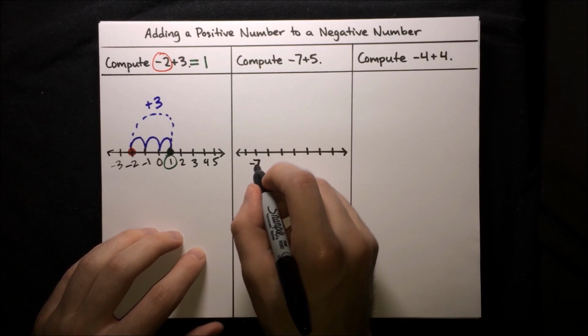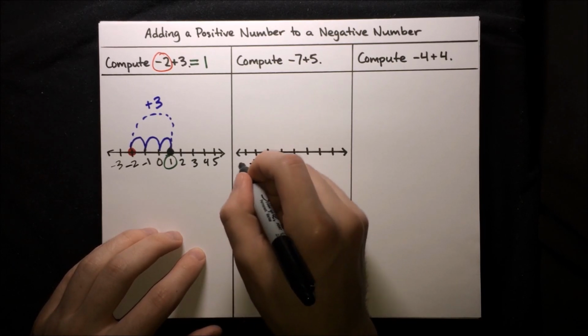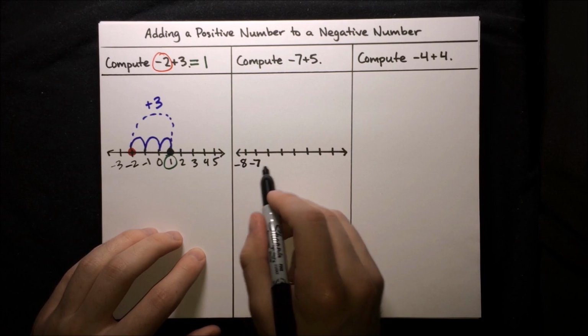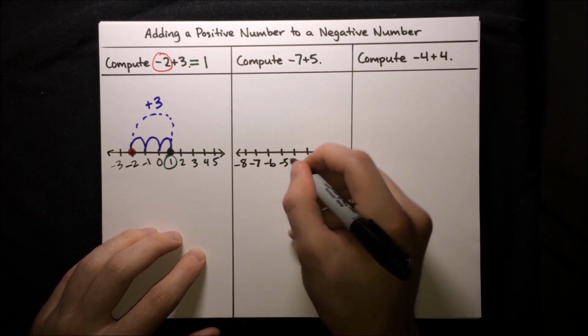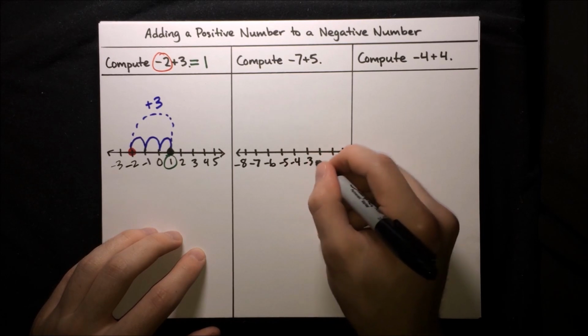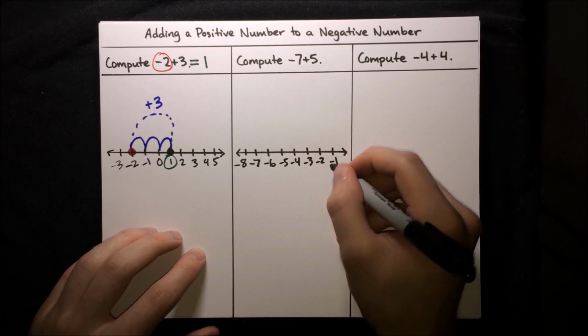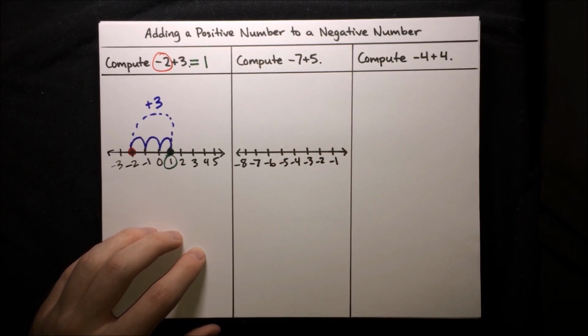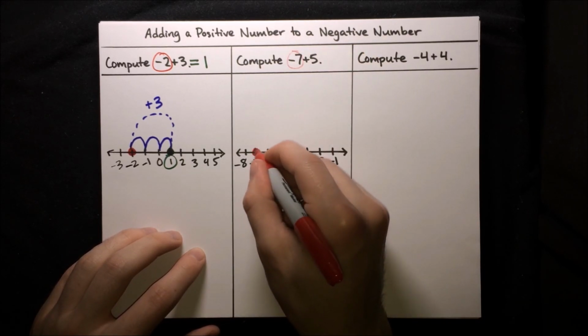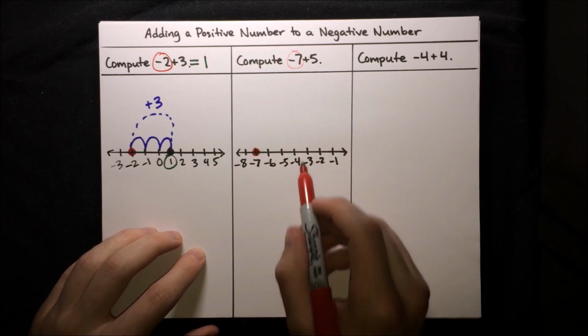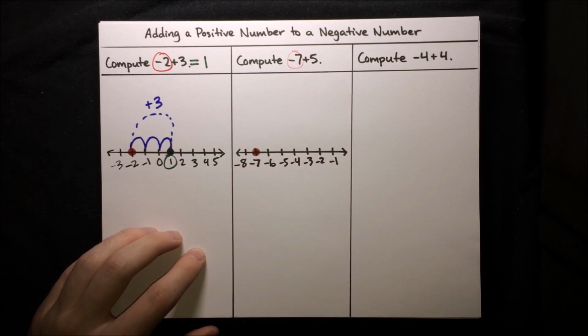So negative 7, what's more negative than negative 7? That's negative 8, and then so count up for the rest. Negative 7, negative 6, negative 5, negative 4, negative 3, negative 2, negative 1. And now it's time to draw this up. So we're starting at negative 7, right over here, and then we're making some jumps of 5 to the right.